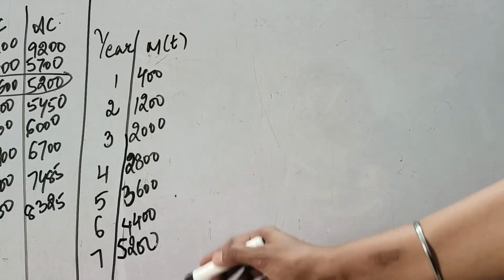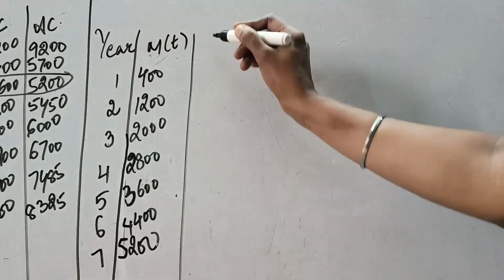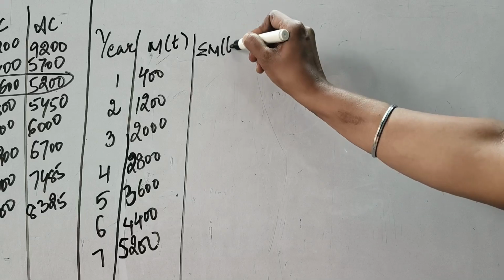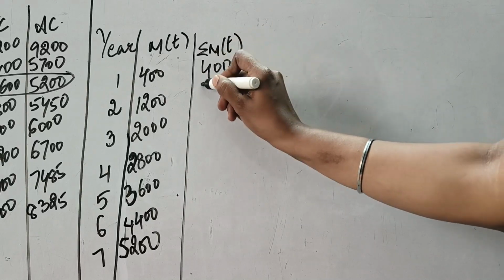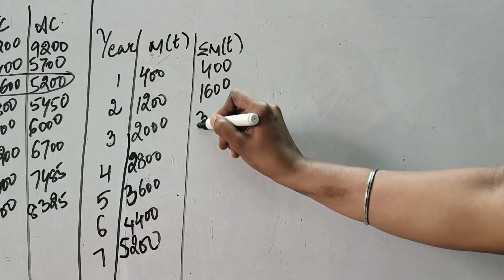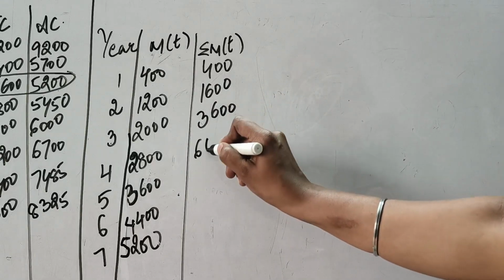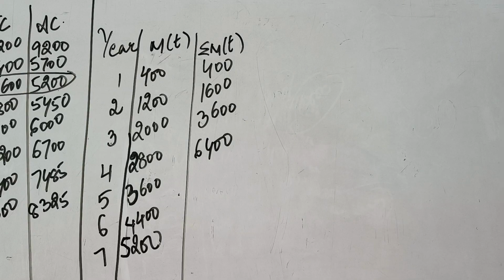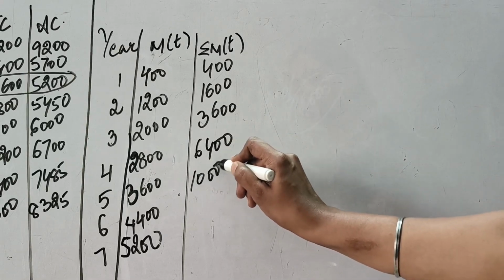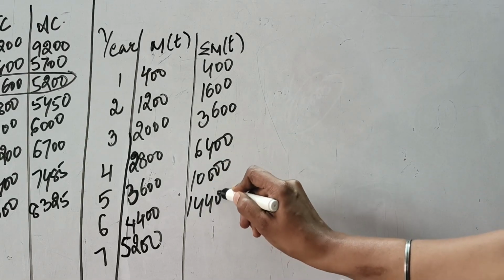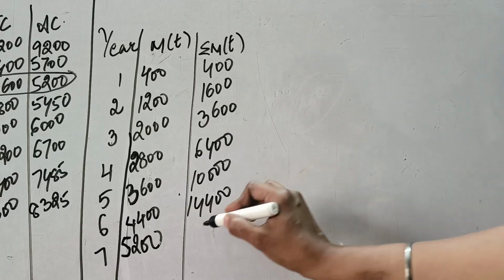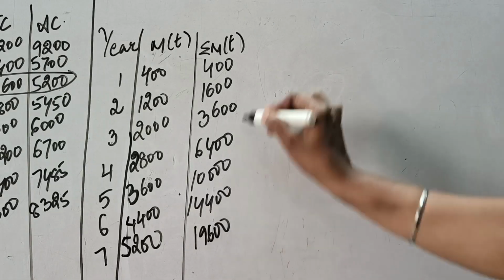Now for the second machine's maintenance cost, this we have calculated. So now we will calculate cumulative maintenance cost. 400, 1,600, 3,600 plus 2,800 will be 6,400, plus 3,600 it will be 10,000, 4,400 it will be 14,400 and then last will be 19,600.